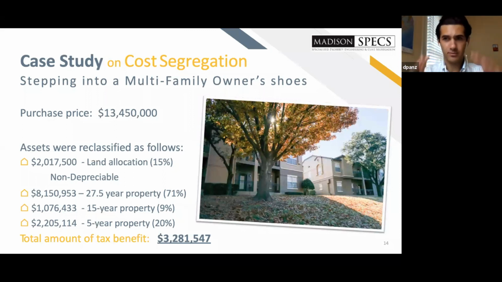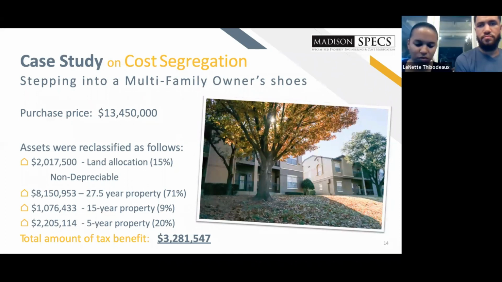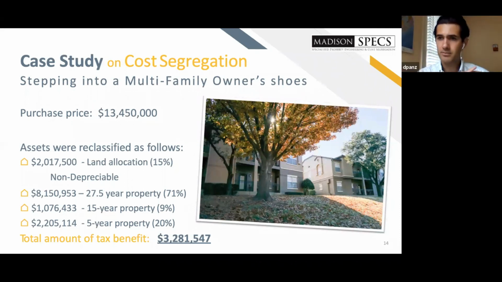So of the remaining, we're back to 100% here, 71% of it is 27.5-year property. So that's your roof, your foundation, your walls, your windows, cannot be accelerated. It's going to be 27 years no matter what. On this particular property, we found that 9% of it was 15-year property, so $1 million, and then 20% of it was 5-year property, so over $2 million. So if this owner was going to do bonus depreciation, they would get $3 million in year one of depreciation versus the $400,000 they would have gotten straight line.